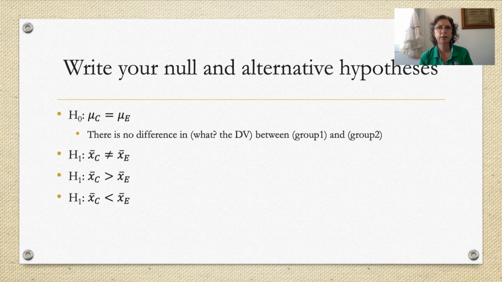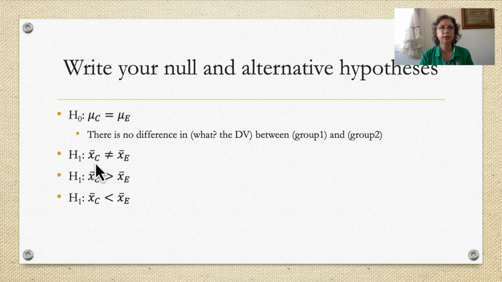So here's our null hypothesis. Again, the null means nothing. That there is no difference in what? The dependent variable, the problem-solving skills. No difference in problem-solving skills between group 1, the control group, and group 2, the experimental group. Now what about the alternative hypothesis? Which one of these would be correct for our example?